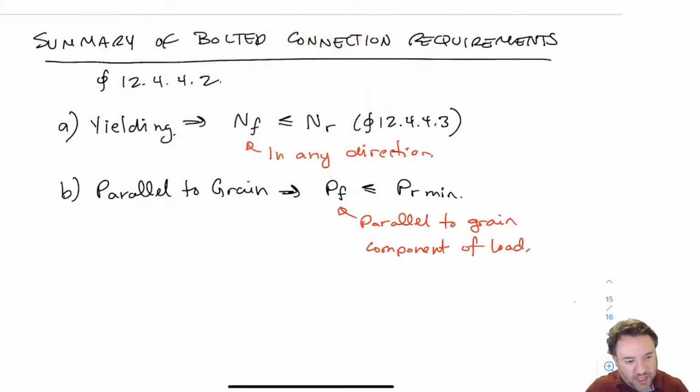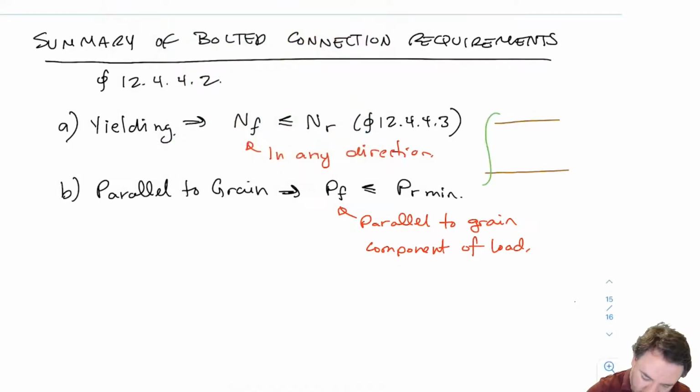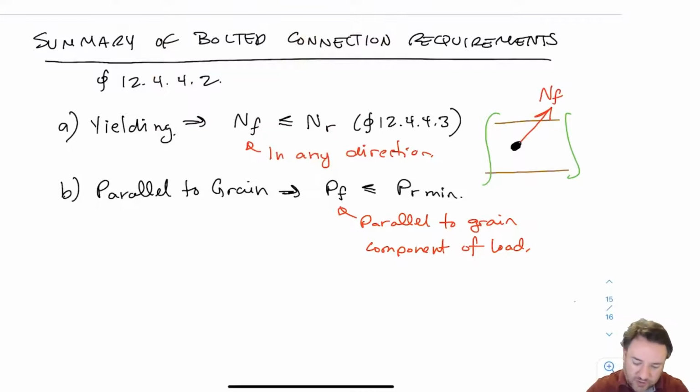Okay, so then I look at all the parallel to grain components. And then I have my PF. So let's look at what this is. If I have a piece of wood, say some random place within a piece of wood, and I have a bolt here, and let's say that my load is on an angle. This is NF, that's my total load. And I have an angle here of theta, which is between the grain and the load.